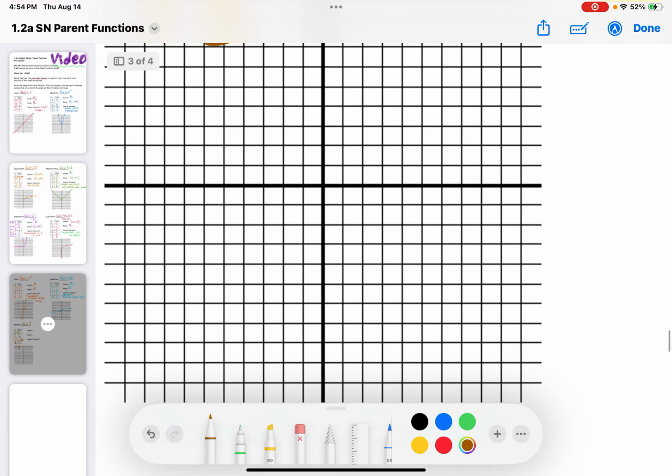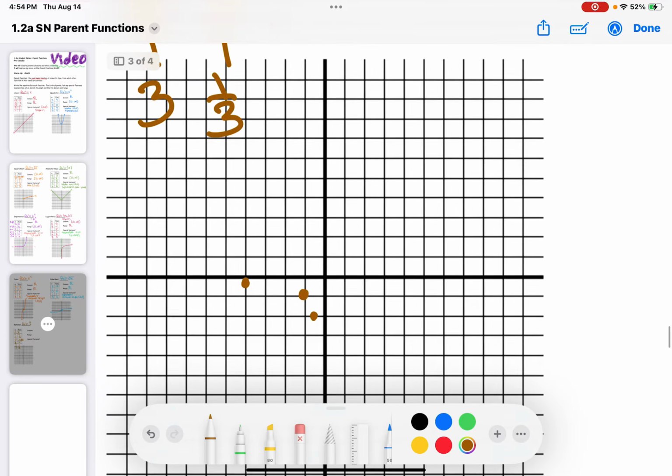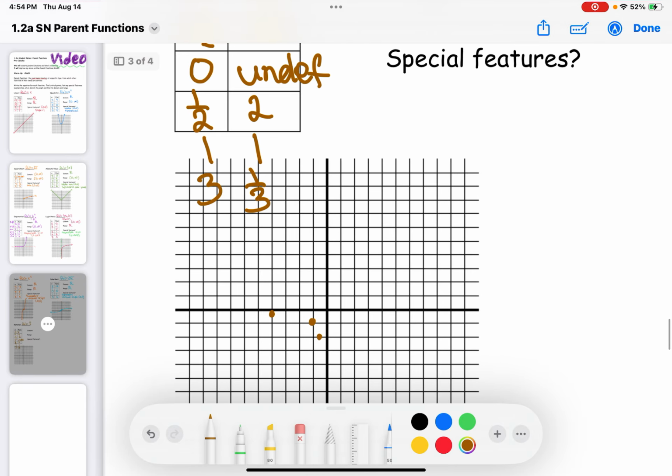So -4, we had -1/4. -1, -1. -1/2 was -2. And then we didn't have anything at 0. But then our other points: 1/2, 2, 1, 1, 3, 1/3.